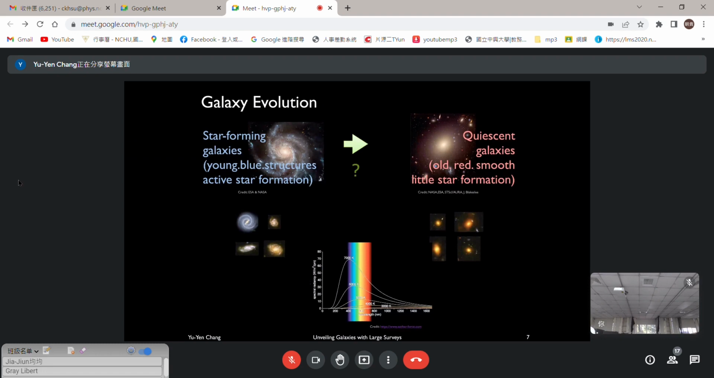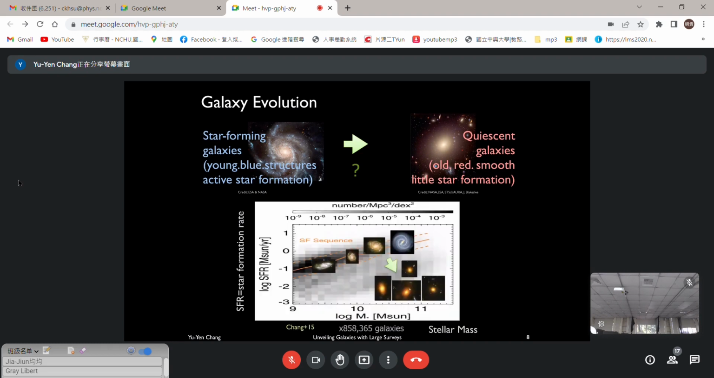We try to study galaxy properties. For example, if we plot stellar mass against star formation rate, we can see the star-forming galaxies are in the star-forming sequence here, and the quiescent galaxies are in the lower right part. So they are separate, and we are curious about how this mechanism works.